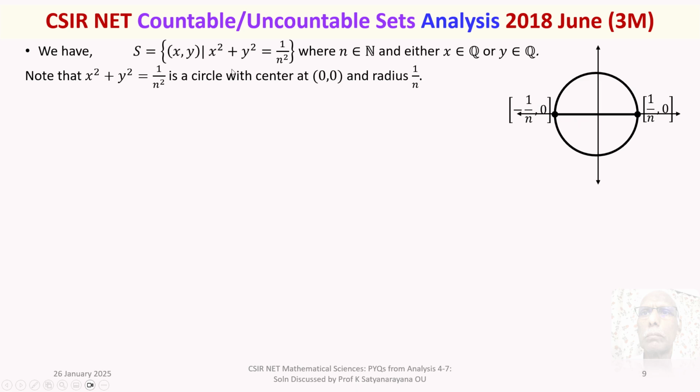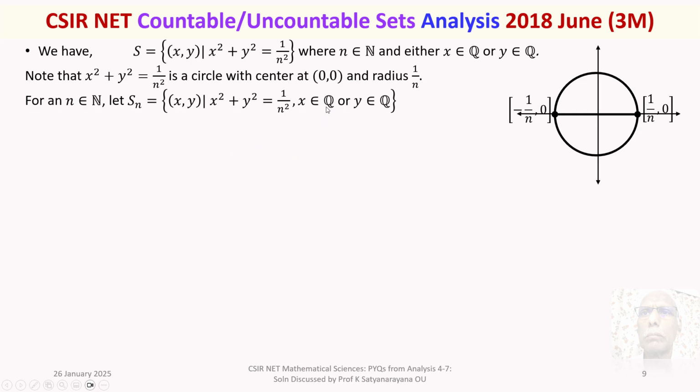So the first coordinate x will come from this diameter. That means x is a rational number and x will lie between minus 1 by n and plus 1 by n. And corresponding y's you can find out. Now for n belongs to N, let us call Sn as the set of all ordered pairs (x, y) such that x square plus y square is equal to 1 by n square and x belongs to Q or y belongs to Q.